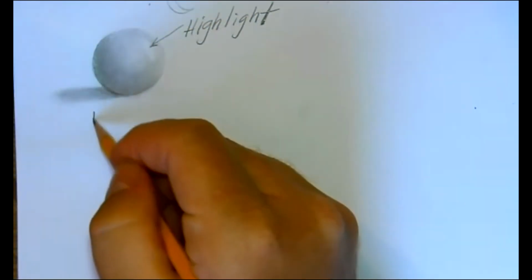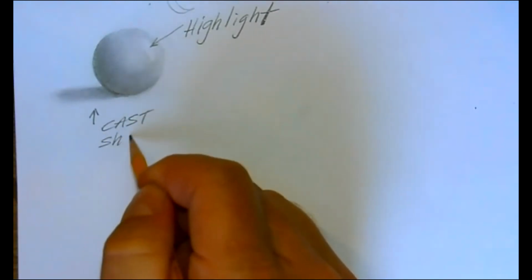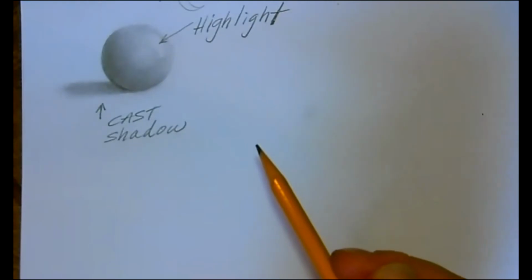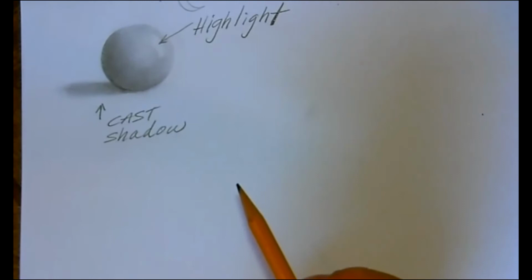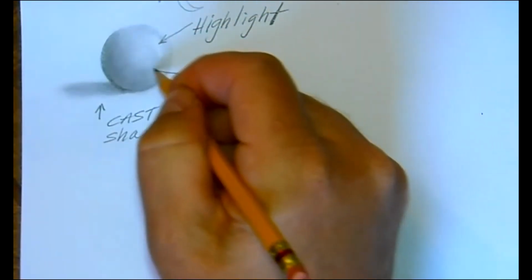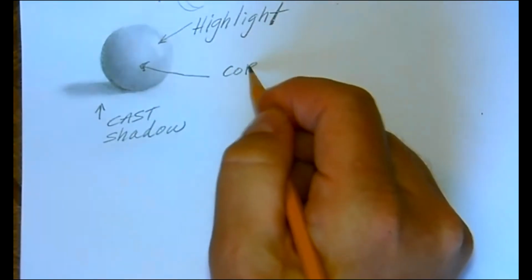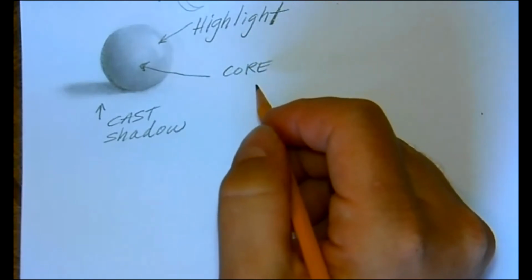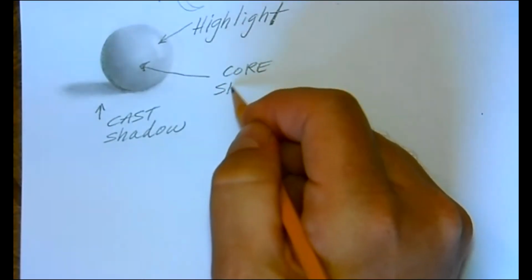This down here is the cast shadow. Cast shadow, because that's the shadow that's cast off of the object, the same as you have a cast shadow off of you as you're walking around on a sunny day. The shadow in the middle, or all the shading, actually has a name. We call it the core shadow. Some people call it the form shadow. That's another word because it is a form that we're making, but I prefer core shadow.